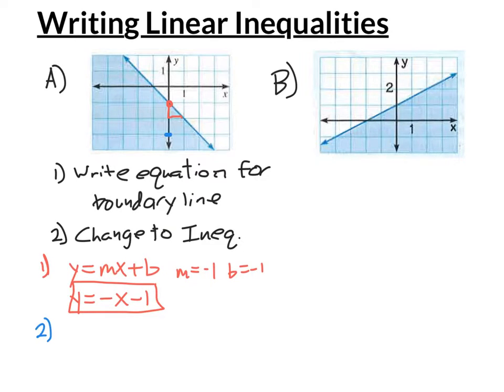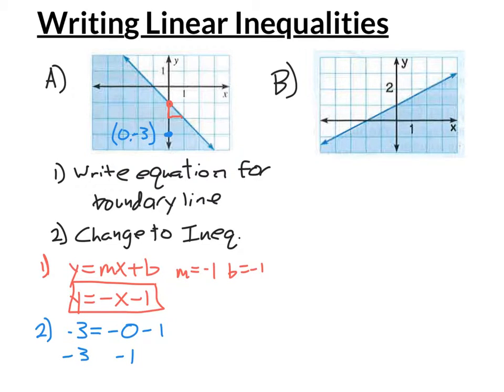I'm going to pick 0, -3. I know that's a solution. So when I plug that in to my equation for the boundary line, that's going to tell me which way my inequality needs to face. So this point is 0, -3. So I'm going to plug in -3 for y. I'll plug in 0 for x, and we'll subtract 1 there. Now this gives me -3 and -1 over here on the right.